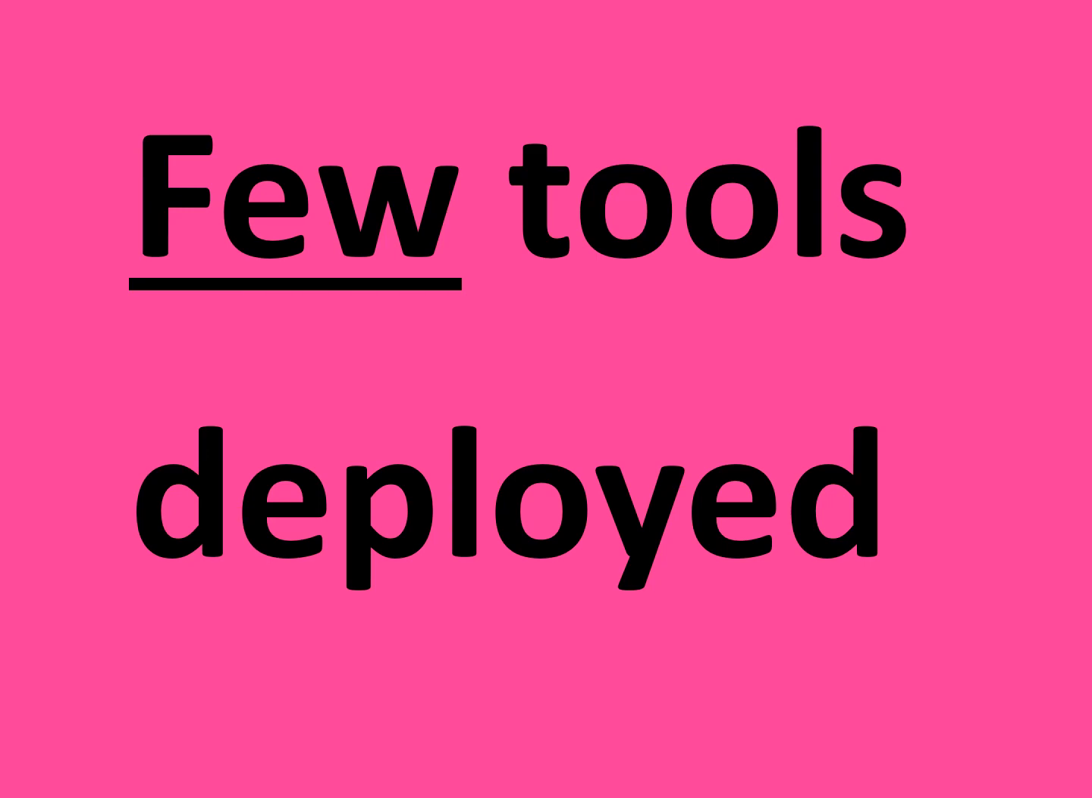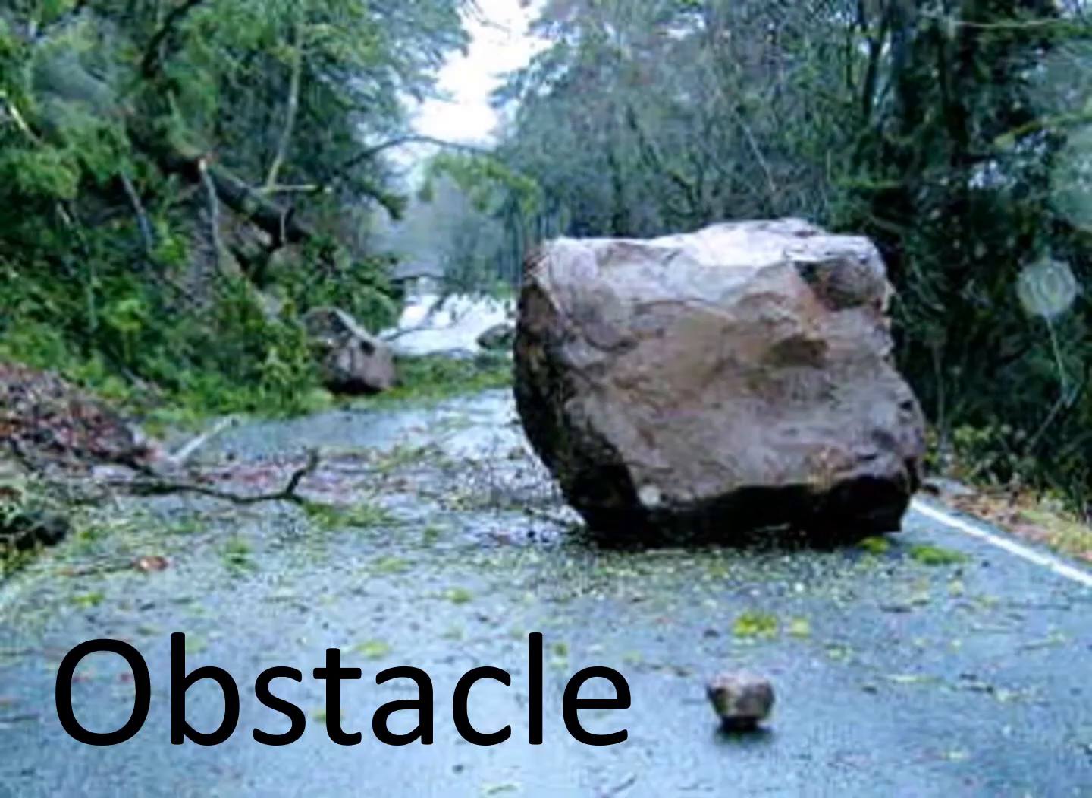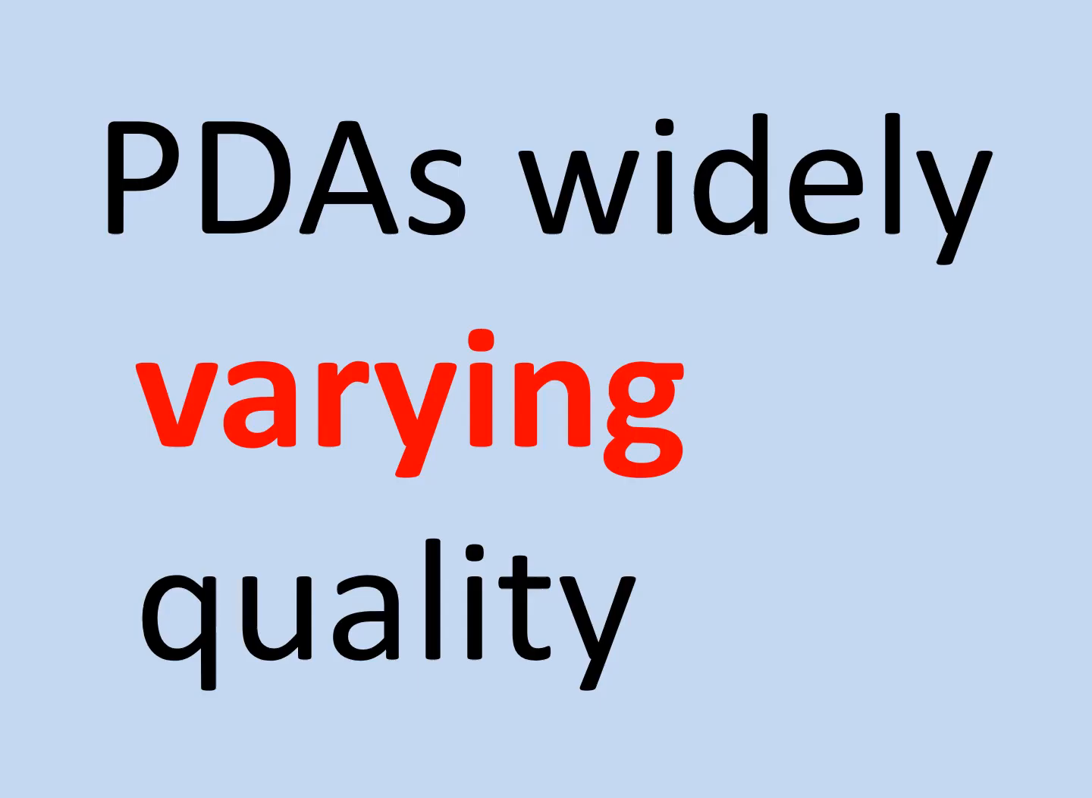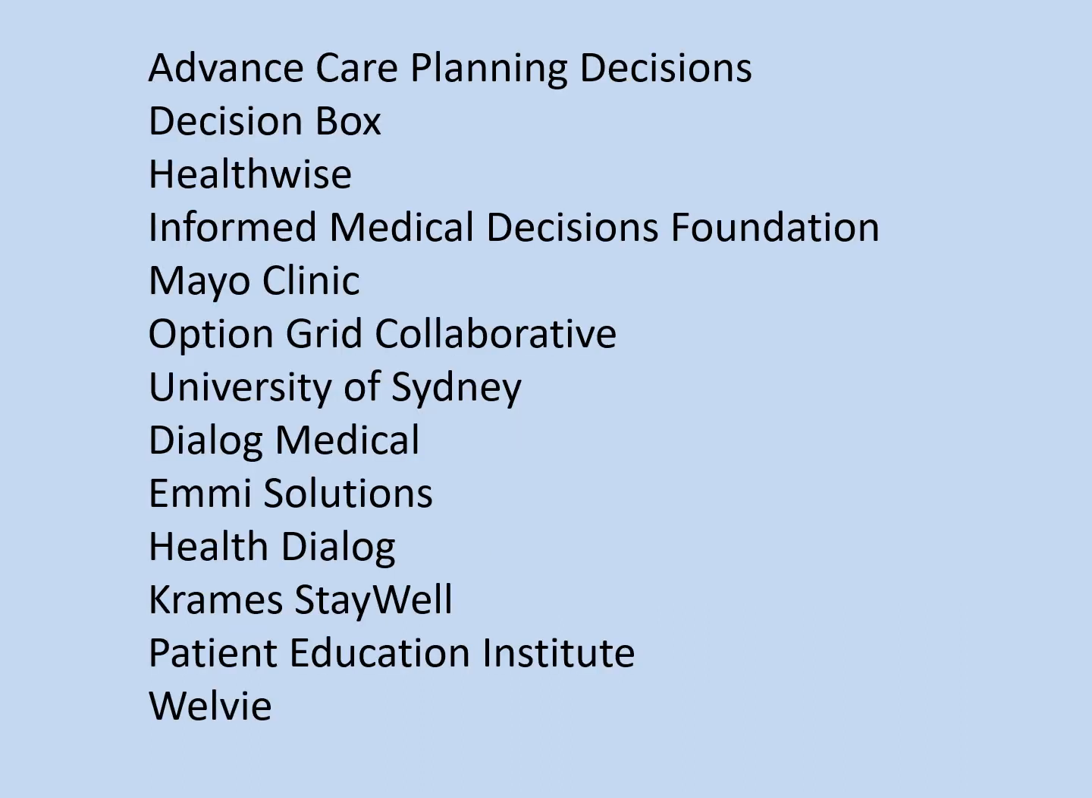Again, few tools are being deployed right now, and there might be an explanation for that. It might be a big obstacle that is in the way of broader deployment and use of decision aids, and that's this. Unfortunately, there's a lot of decision aids out there, and they do widely vary in terms of their quality. So we have a lot of different developers. Some are for-profit, some are non-profit. This is just, there's many more than this. It's just some of them.